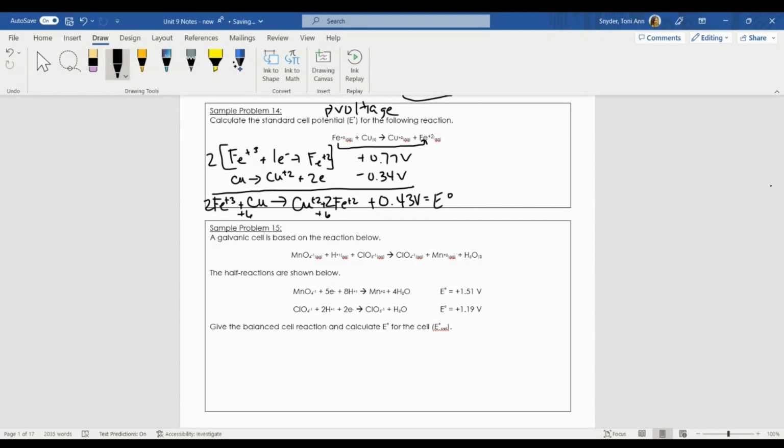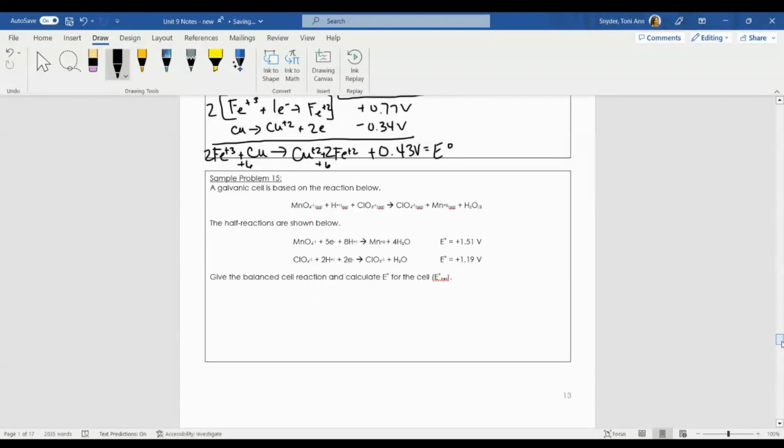Let's take a look at sample problem 15. Oh boy. So I have this galvanic cell based on the reaction below right here. And here are 2 half reactions. We want to give the balanced cell reaction, and we're going to calculate E naught for the cell, the standard cell potential. Looks like we're going to have to use some Hess's law right here.